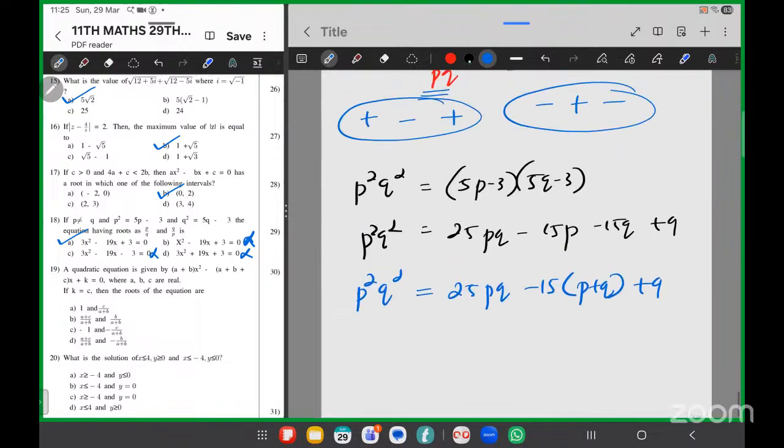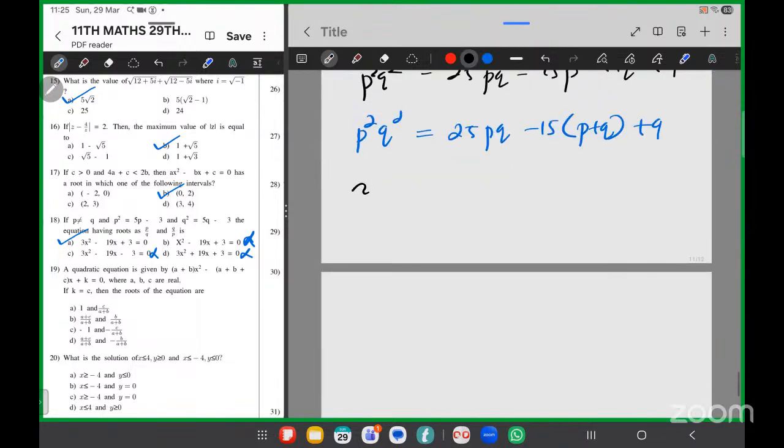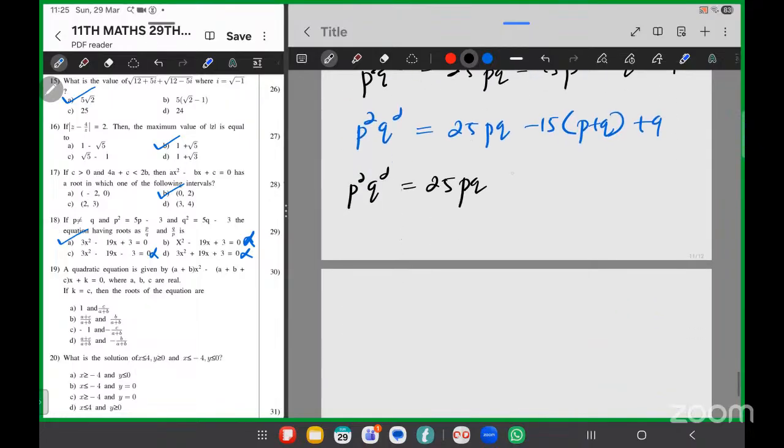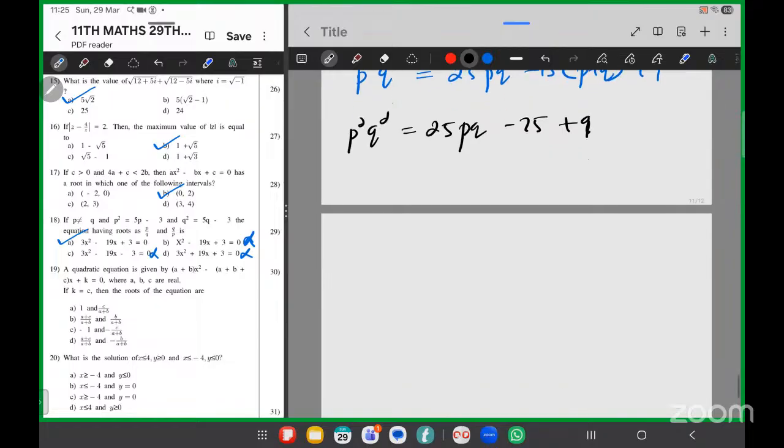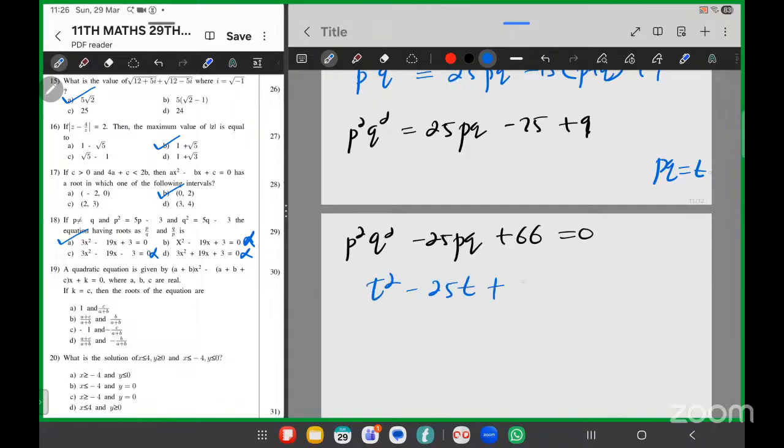So we can write P square Q square equal to 25 PQ minus 15 into 5, which is 75, plus 9. So it will become P square Q square minus 25 PQ plus 66. If you put PQ equal to T, we get T square minus 25T plus 66.